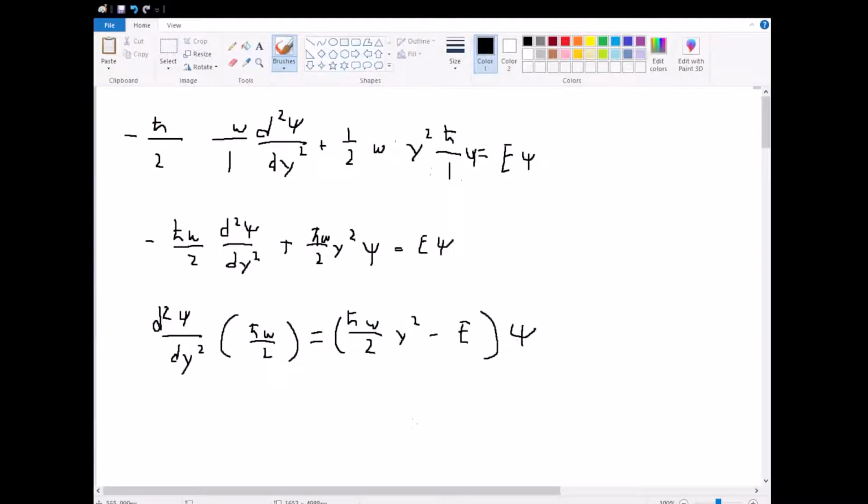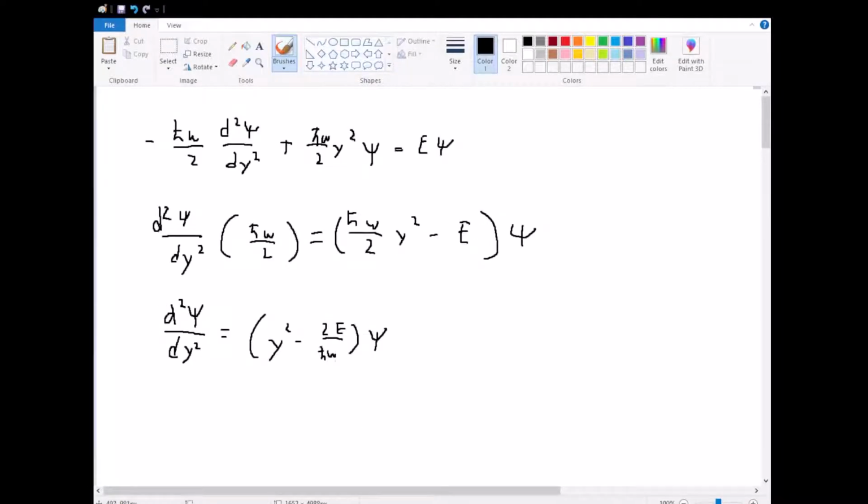And then if we get this constant over to this side as well, then what we have left is d2 psi by dy squared being equal to, and then the h bar omega over 2 cancel, and we're left with y squared minus 2E over h bar omega multiplied by psi. And we're actually going to redefine this as a new constant. We're going to call it k.